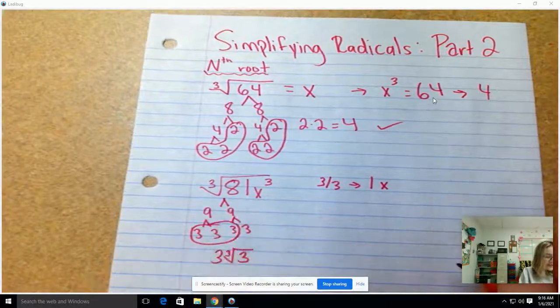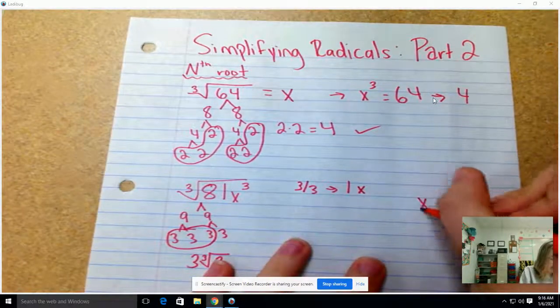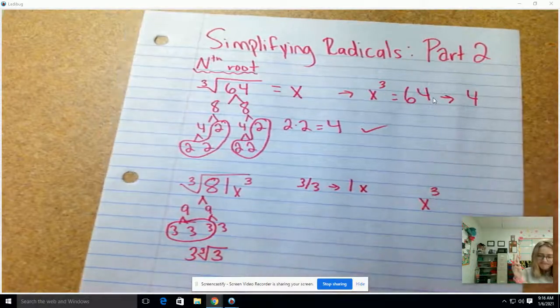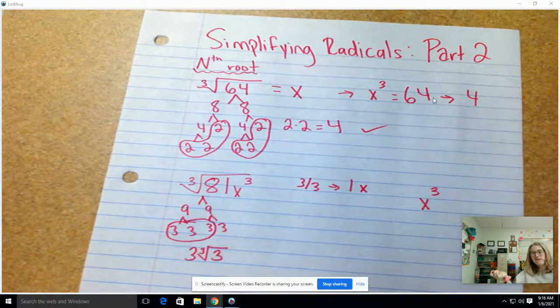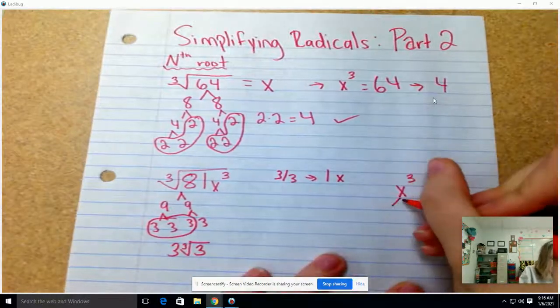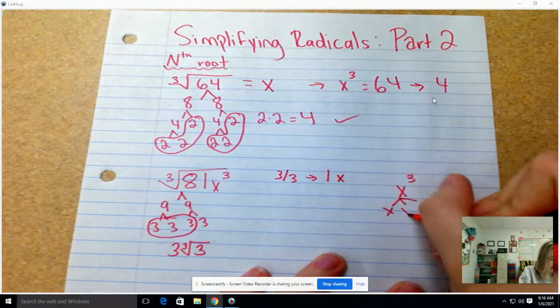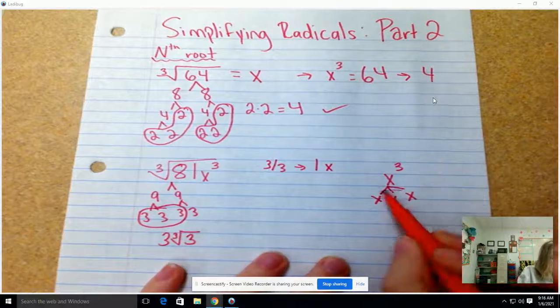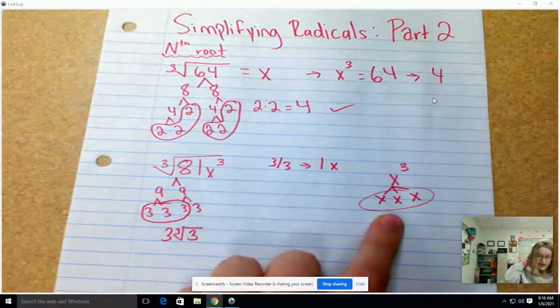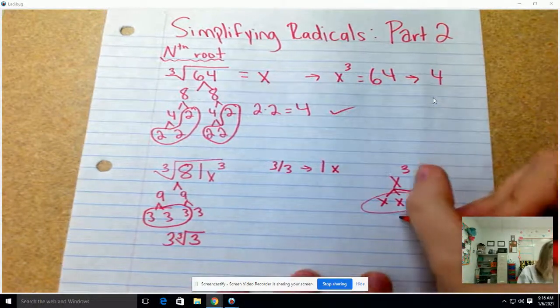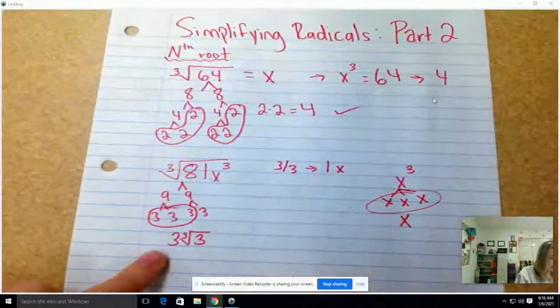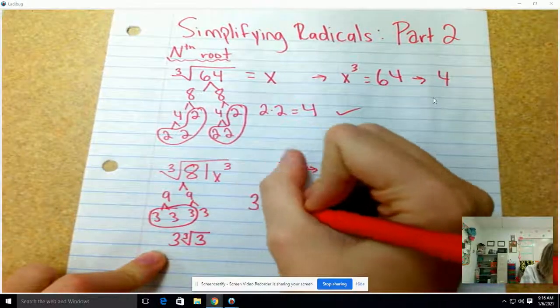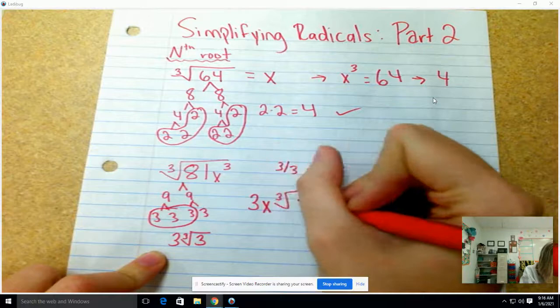Or if you don't want to think about it that way, you could also do a, quote unquote, I guess you would call it a factor tree, but not really. But x cubed, that's going to be x times x times x. I think we can all agree there. And I'm looking for groups of 3, and I have 3 x's. So that means on the outside of my radical, I'm going to have an x. So it's going to be 3x times the cubed root of 3.